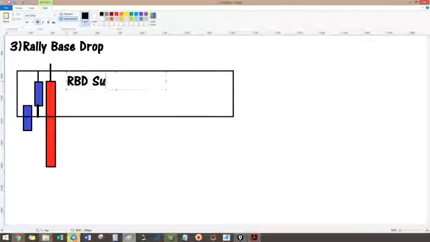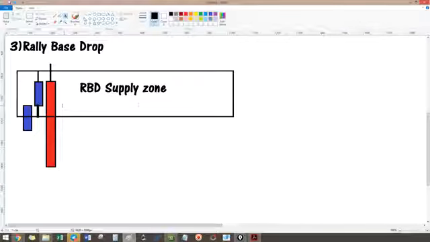RBD supply zone. How can you enter? The same thing. Do you remember the first page that I taught about balance and imbalance? The same way. You enter the same way. The balance and imbalance. Do I answer your question?